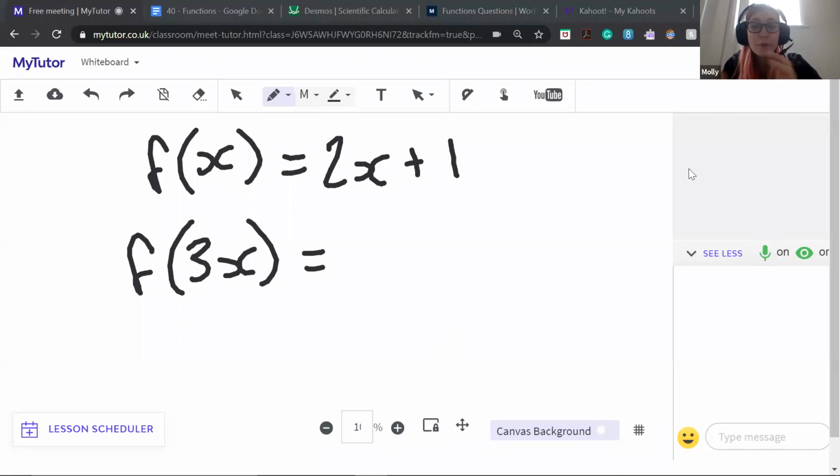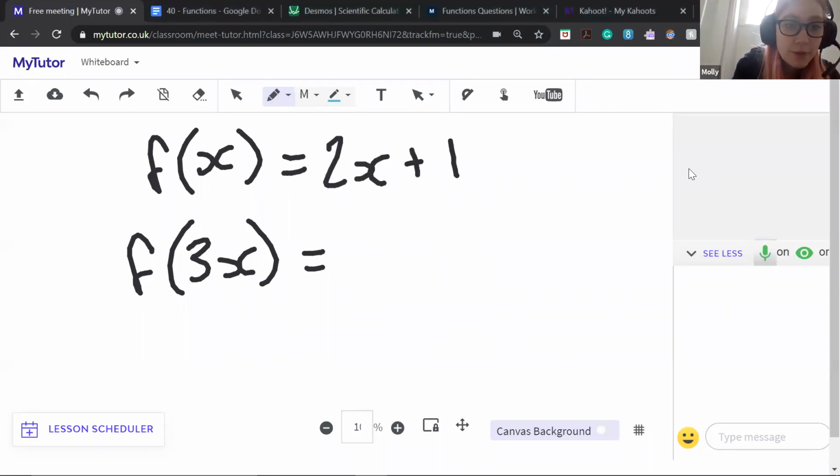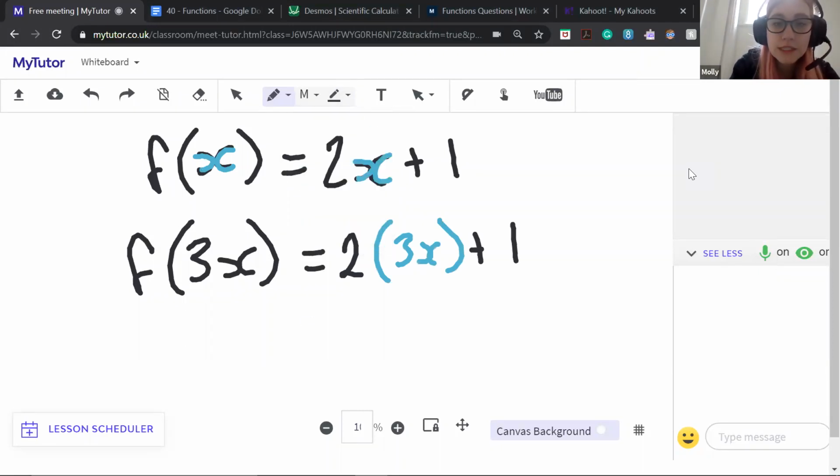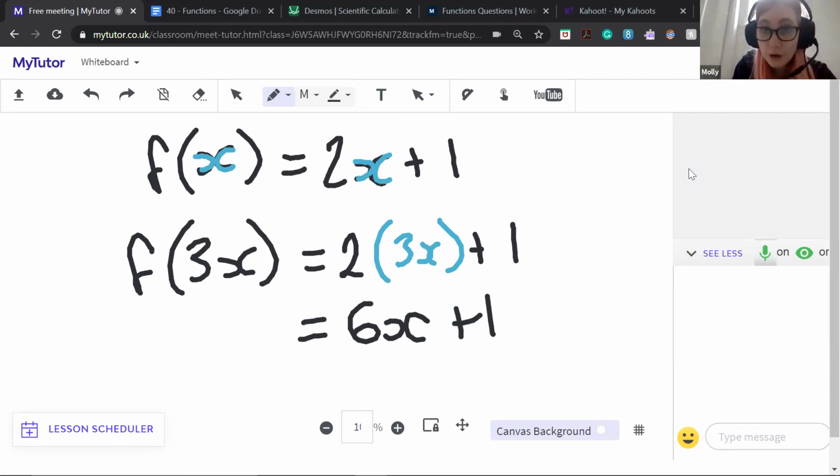So what we've got to think about is if this was a number, we would replace our x with it. So let's think about it like this. Wherever we see an x, because that's our input, we replace it here. So when we see a 3x, we want to say that it's 2 lots of 3x plus 1. And what's that? That's 6x plus 1, just by expanding that out. So quite a lot of people got that, so really, really well done to those of you who did.